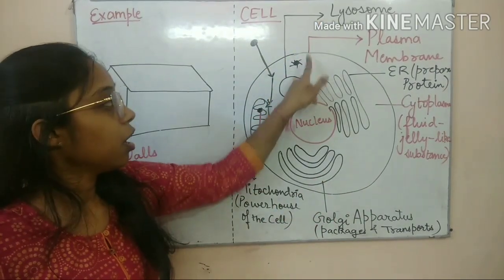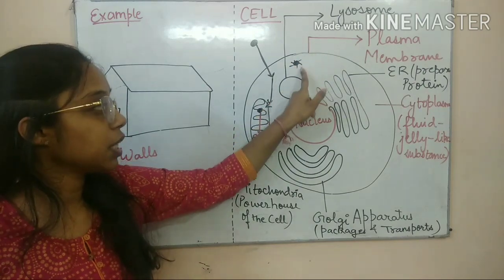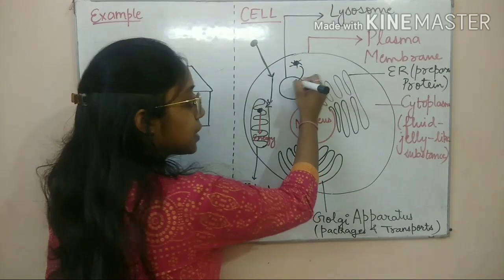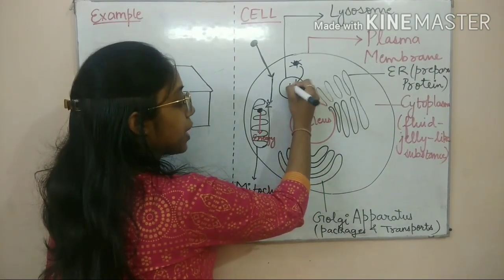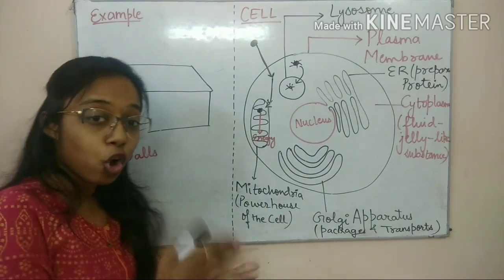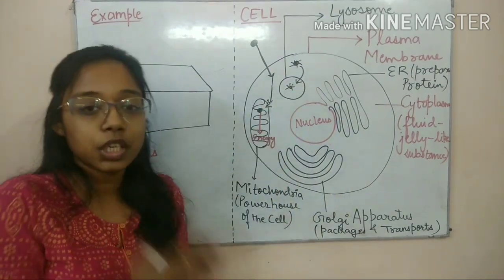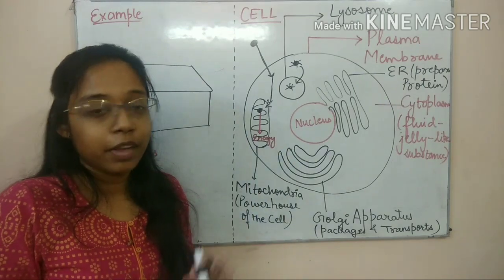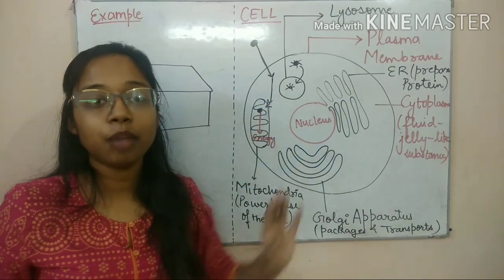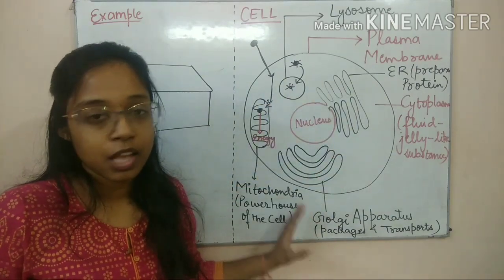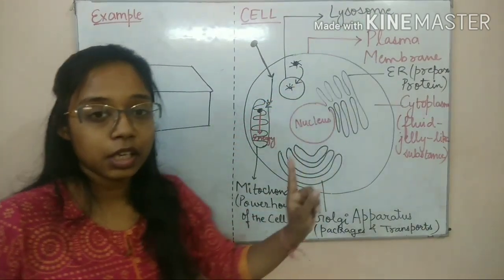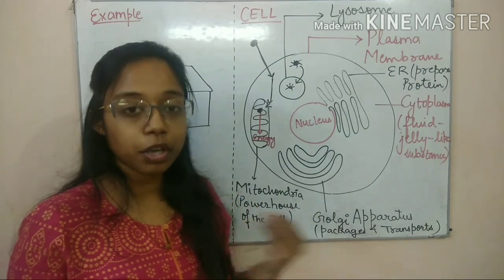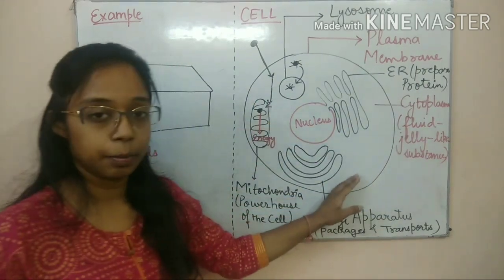lysosome. When a bacteria or an infectious agent enters the cell, this lysosome takes that infectious agent inside it and chops the body of this infectious agent into very small particles, hence killing it. When this particle is killed, it cannot harm the body or the cell. So lysosome actually removes all the waste particles or foreign particles from the cell.